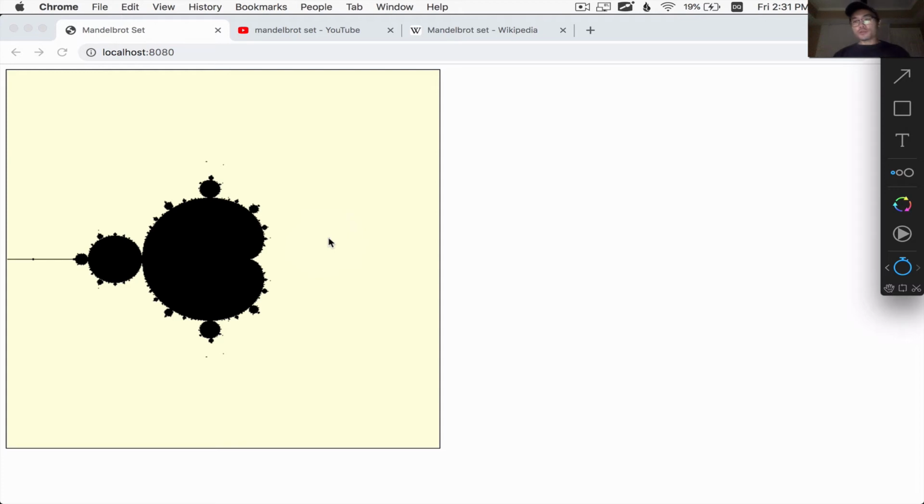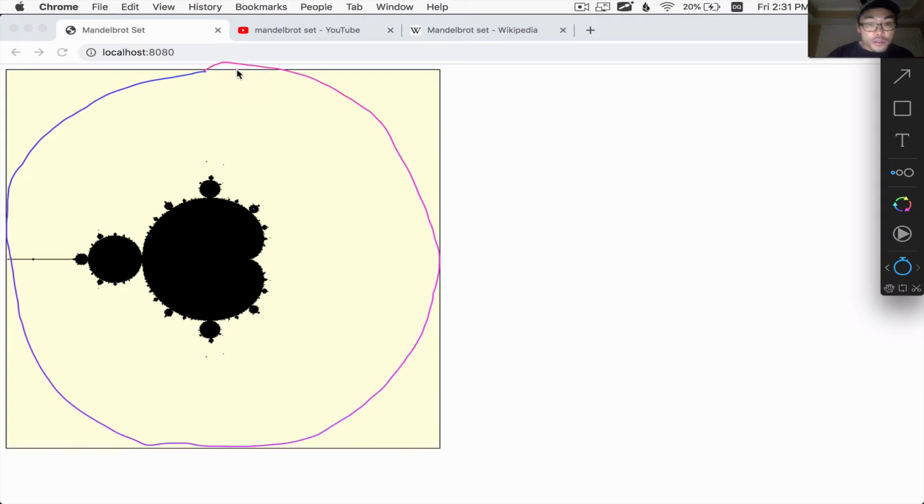And luckily, we don't actually have to iterate over these equations an infinite number of times, because some mathematician has proved that if at any point in time the output of the iteration goes beyond the bounds of this circle, which has a radius of 2 from the center, from 0.